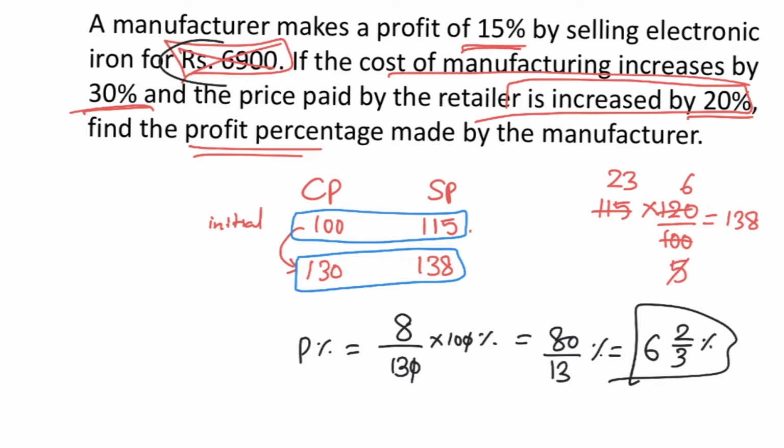But why are these 6,900 rupees given? They are given just to confuse you. If you use 6,900 rupees, you will get a more complicated problem. So even if prices are given, use them only if they are required. Unless rupees are required, use 100 as reference for calculations.